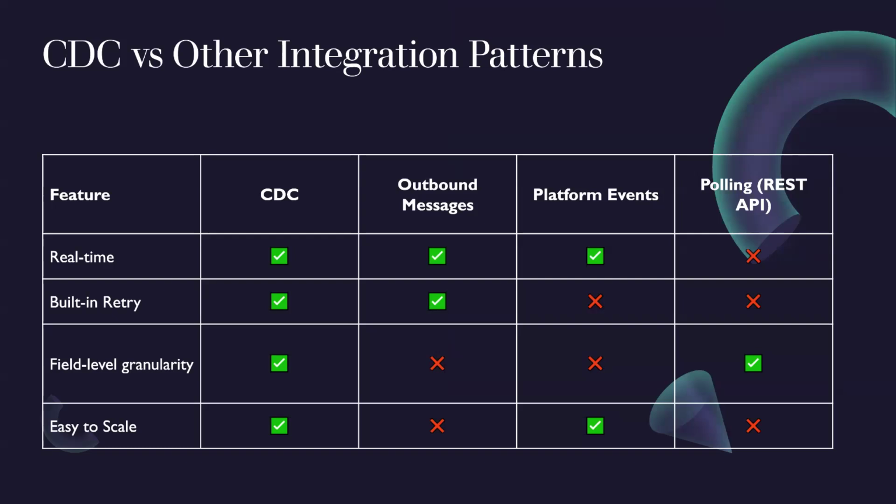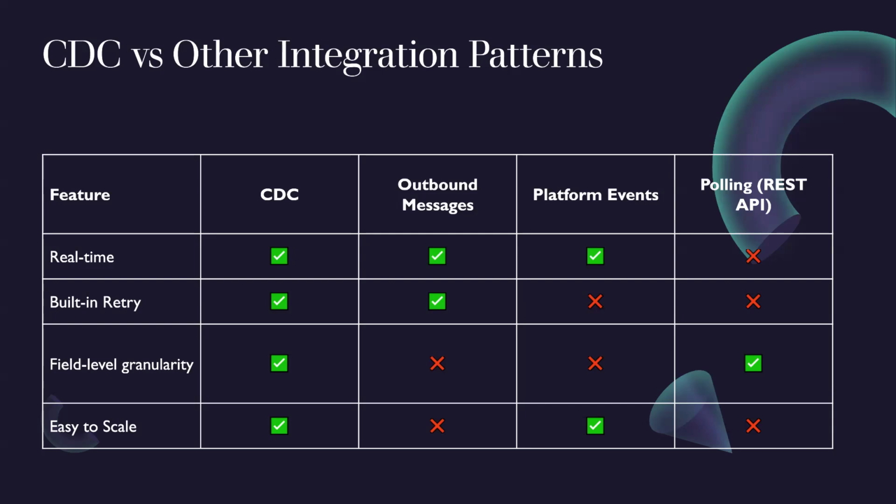Here in this table, I have tried to list down comparisons of different integration patterns. You can use these integrations instead of platform events to sync with external systems. Let's understand what different features you get or don't get as part of other integration patterns. So, real time. Change data capture, which is also called CDC, is real time. Outbound messages, again, real time. Platform events, real time. But REST APIs are not real time. The external system has to constantly poll Salesforce to get the data.